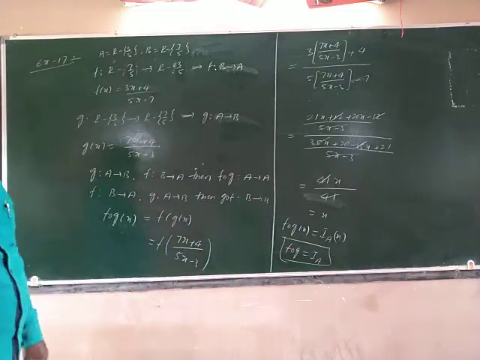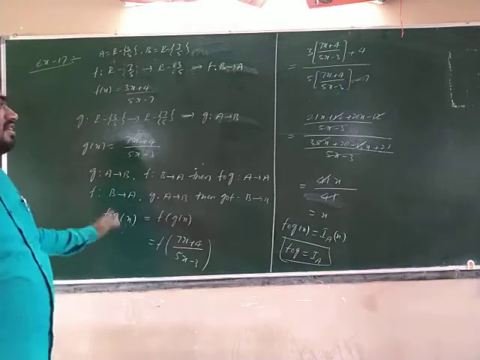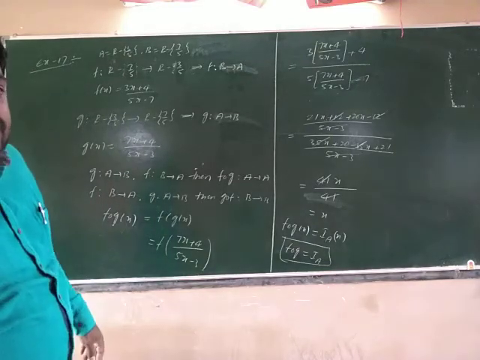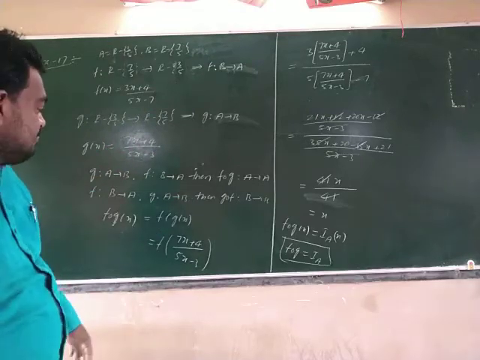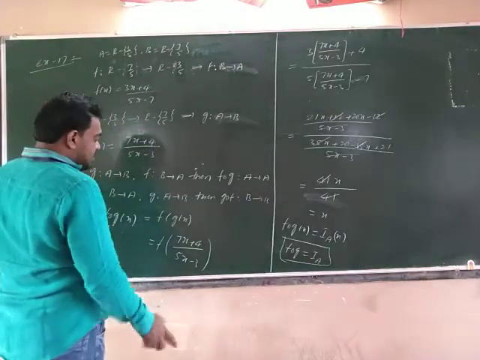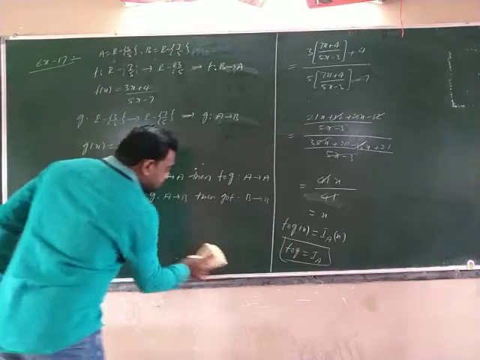Similarly, we have to find g circle f of x also. This is f circle g part finished. After that, we are finding g circle f.